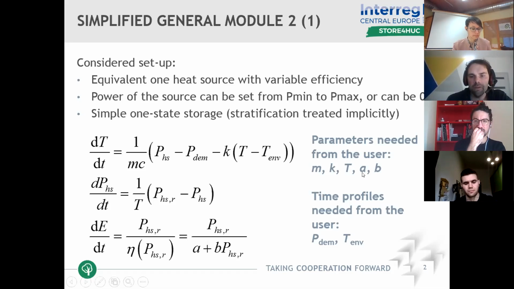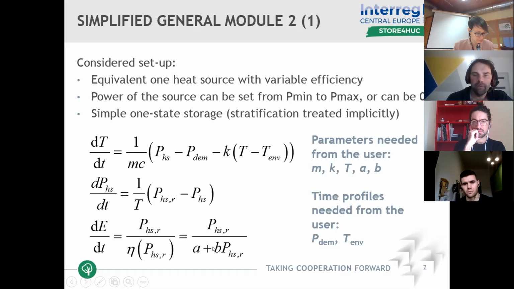And then parameters A and B are the linear interpolation of the efficiency of the heat source for different loading conditions of this heat source. This is usually provided maybe like 2 dots. One efficiency for a partial loading, one efficiency for full loading, and then simply from these 2 dots you can create a line, and these A and B are the parameters of this line.